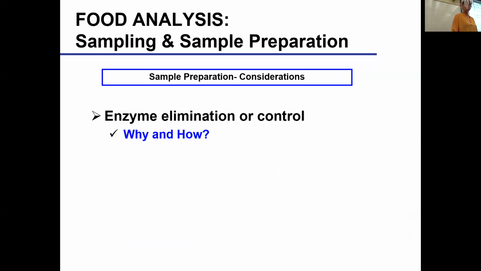Okay, enzyme elimination or control. Why do we care? We talked about it maybe briefly last time. And how do we control it? Let's first answer, why do we care? Why do we have to limit enzyme reaction when we're preparing the sample and storing it until we run the analysis? Can you give me an example where enzymes can potentially change something, Kaya?